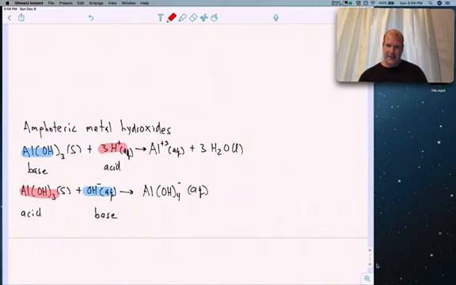The next topic we're going to talk about is thermodynamics part 2, where we learn about entropy and Gibbs free energy. So stay tuned for that coming up next.